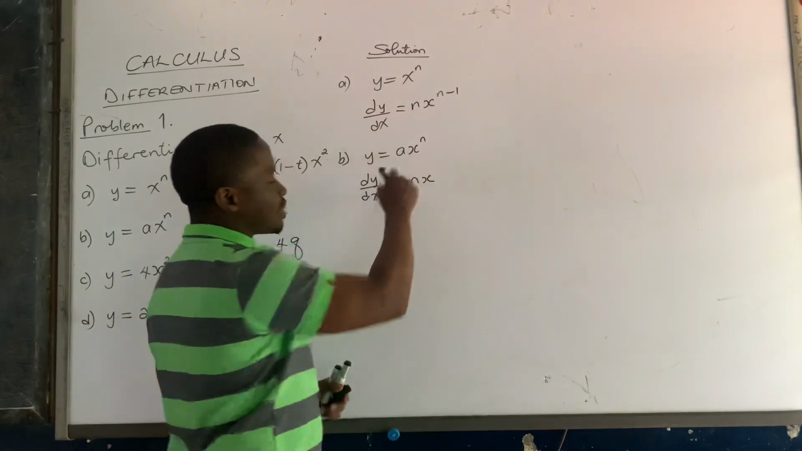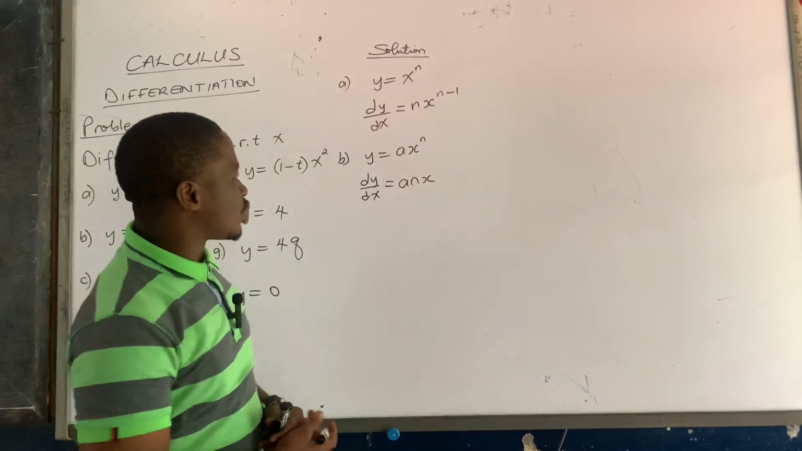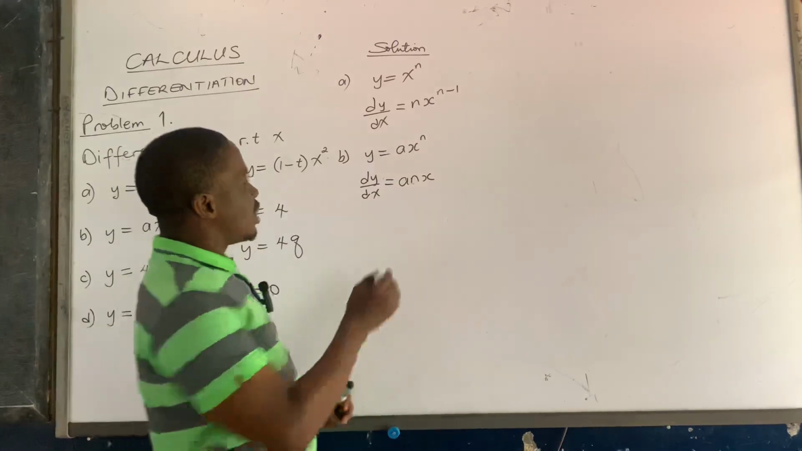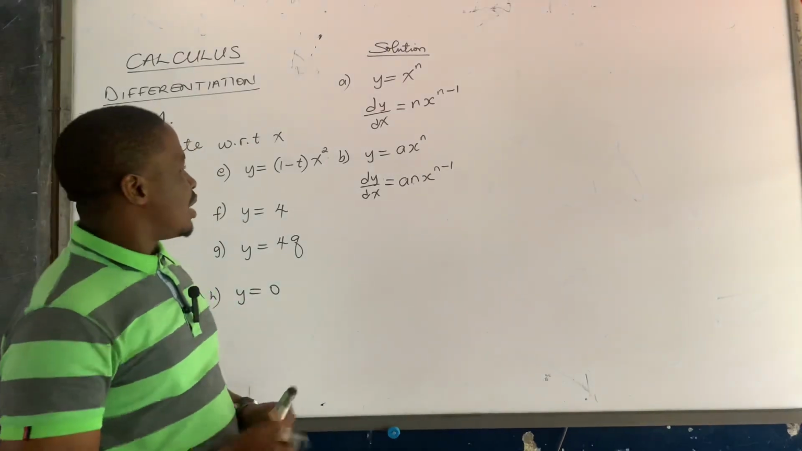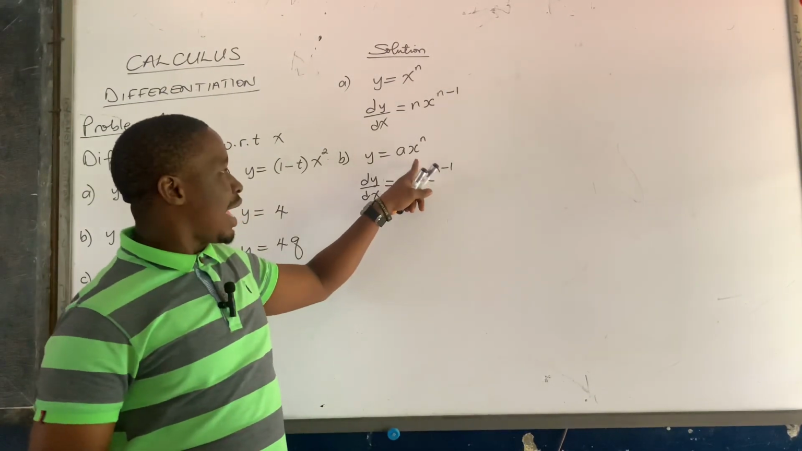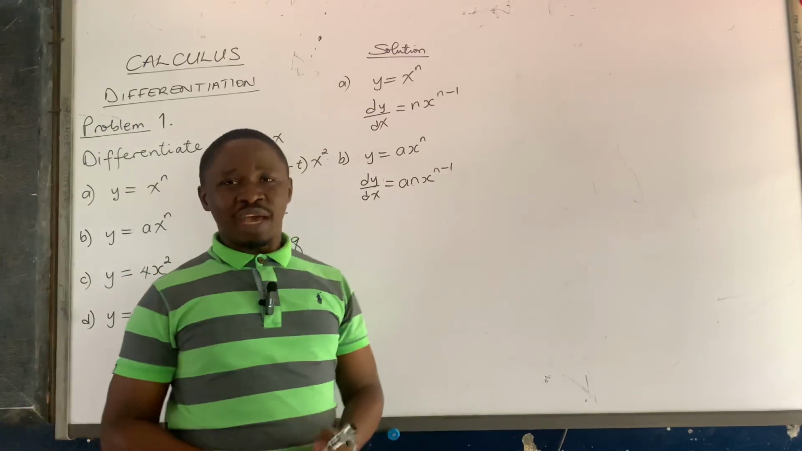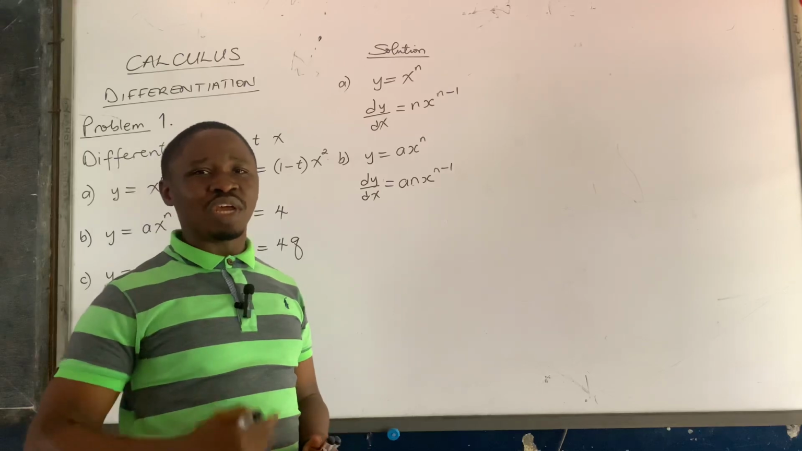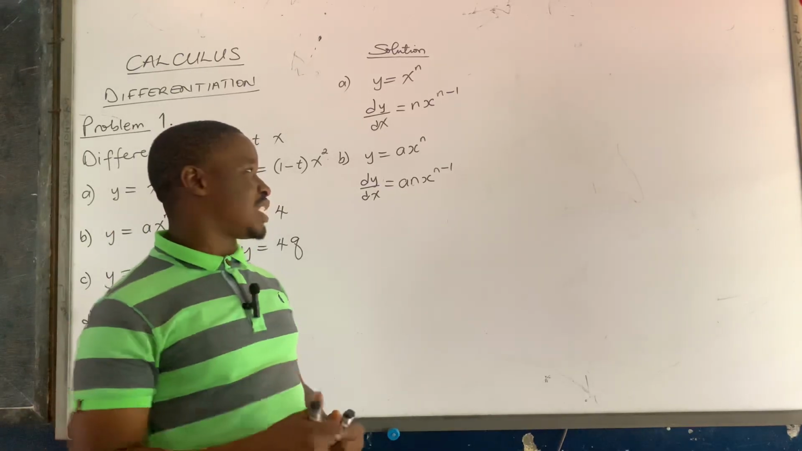We must write what? The variable, the base, the variable x. So what do we do next? We subtract 1 from the power. So we say n minus 1. So the derivative of ax to the power of n is an x to the power of n minus 1. The result we get after differentiation is what we call the differential coefficient. It's also called the derivative.